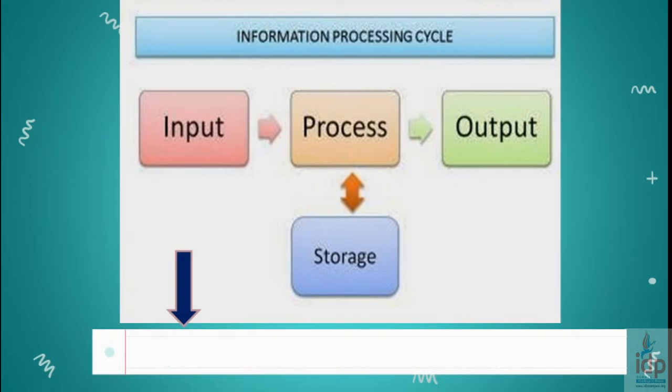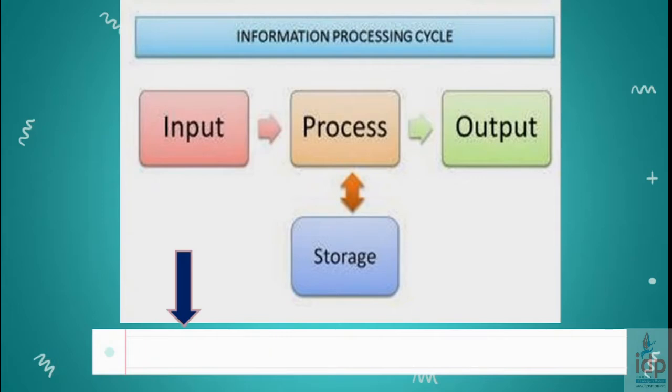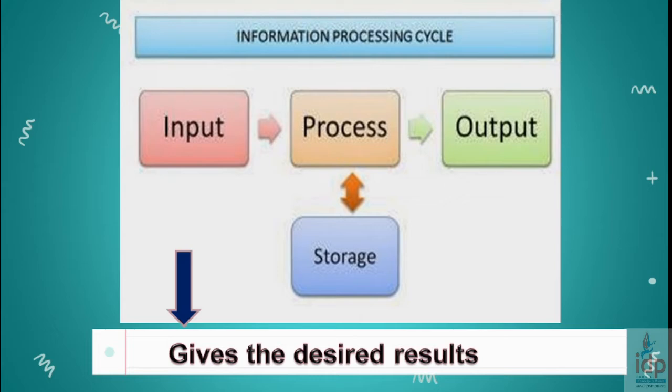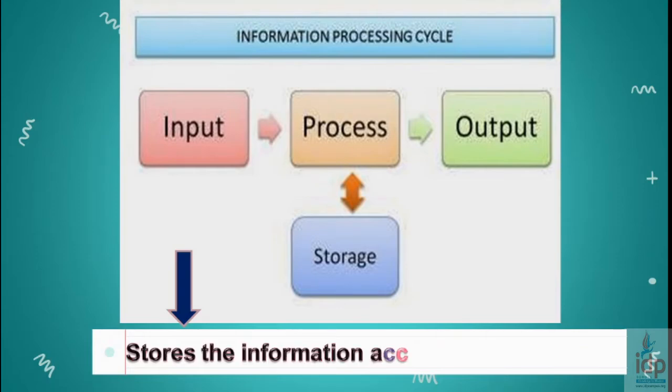Next one is processing, which works on data according to the instruction. After entering the data and instruction in a computer, the CPU works on the input to give us the meaningful information. This is called processing. Output gives the desired result. The meaningful information we get after processing is known as output. Storage stores the information according to our need.